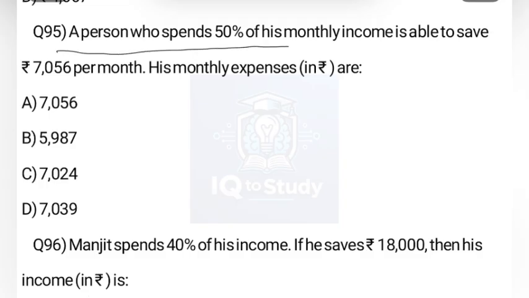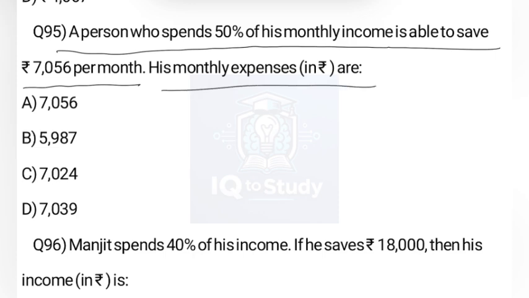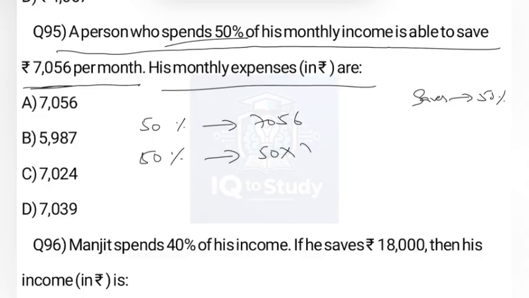A person who spends 50% of his monthly income is able to save 7056 per month. His monthly expenses are? If he spends 50%, then he saves 50%. So, according to the question, 50% is equal to 7056 rupees. Then expenses 50% is 50 into 7056 by 50, which is equal to 7056.